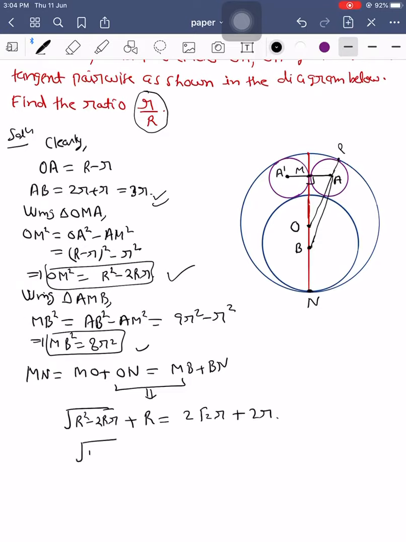We can write the value of R square minus 2Rr as equal to what? Taking it with 2r common, this becomes 2r times (root 2 plus 1 minus r), and the root of R square minus 2Rr is actually the length of OM. This is the length of OM.